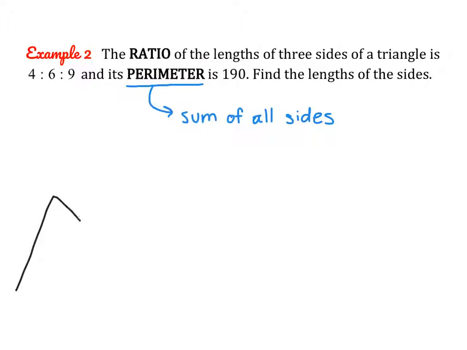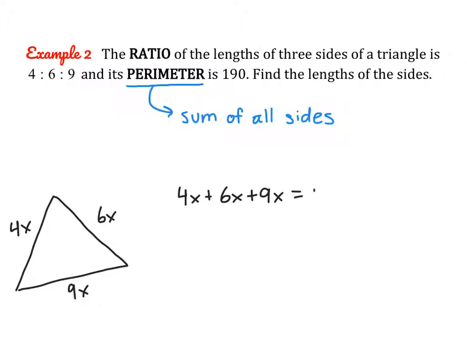So what we have is a triangle, and it has a 4 to 6 to 9 ratio, but that's just the ratio. We don't actually know what the lengths are, so we'll say 4x, 6x, and 9x, because it might be a different version of that same ratio. Since the perimeter is 190, I can add up all 3 sides, 4x, 6x, and 9x, and set it equal to 190. And now all we have to do is solve.